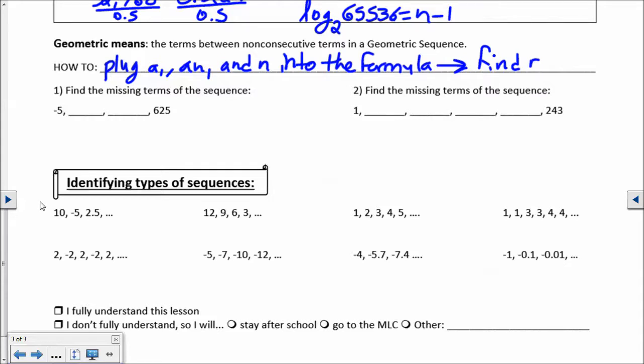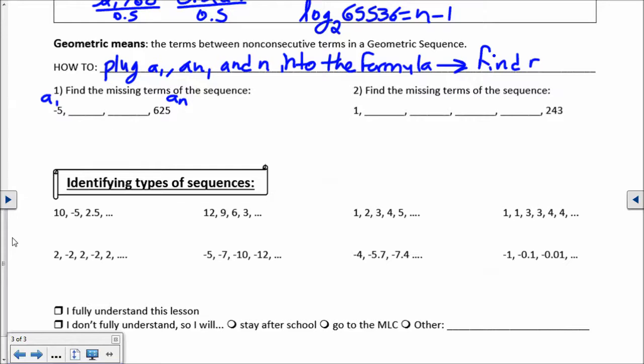Remember for these ones, when you have multiple blanks and you don't have consecutive numbers, you cannot divide backwards because they're not consecutive. So this is when we have to fill in the blanks a little bit. Do I know what a sub 1 is? Yes. What is it? -5. Do I know what a sub n is? Yes. 625. It's the number at the end.